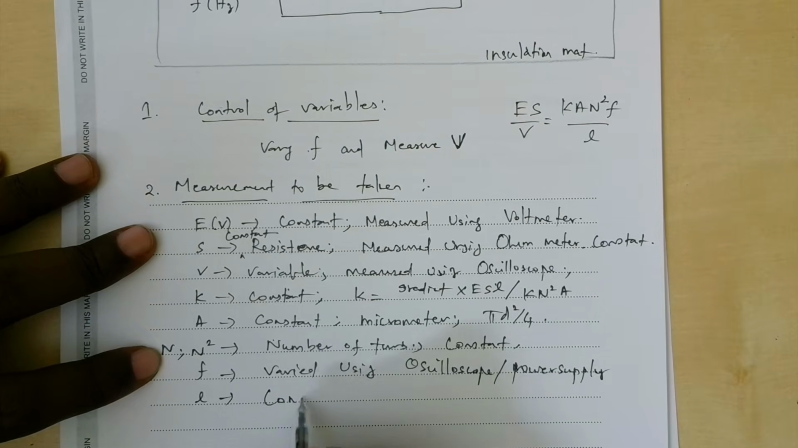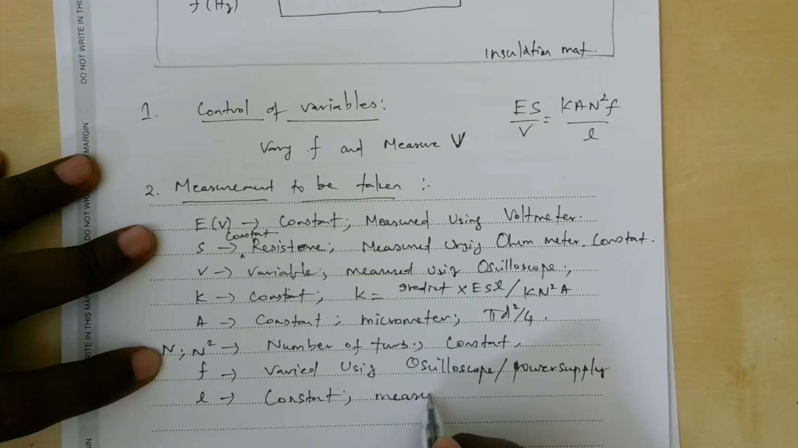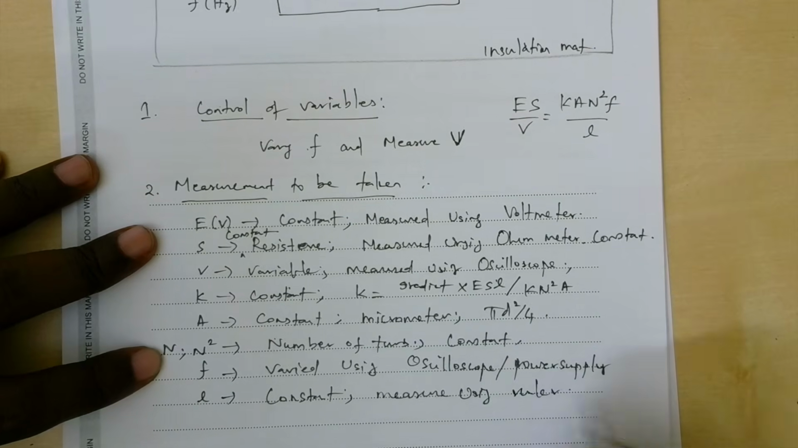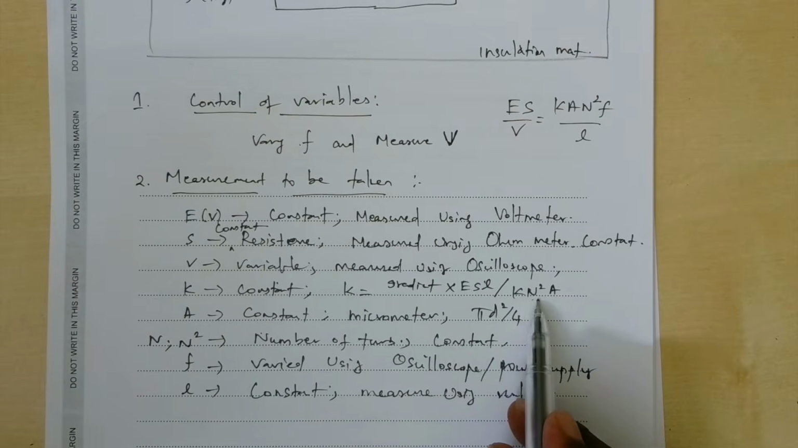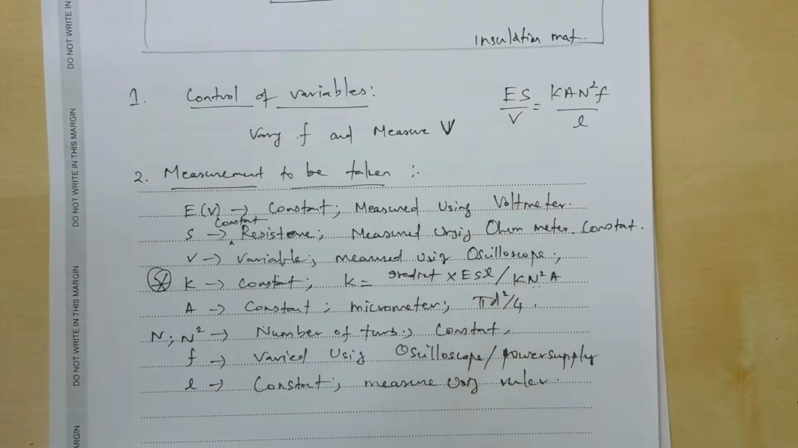So L is kept constant. Length of the coil measured using a ruler. This one, sir, actually, that is the main thing that we are doing this experiment for.